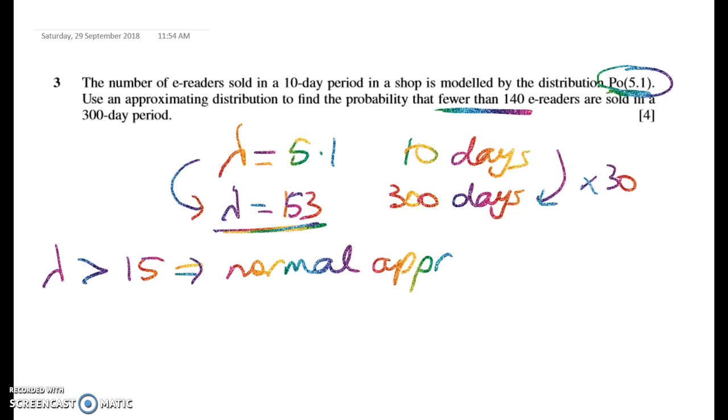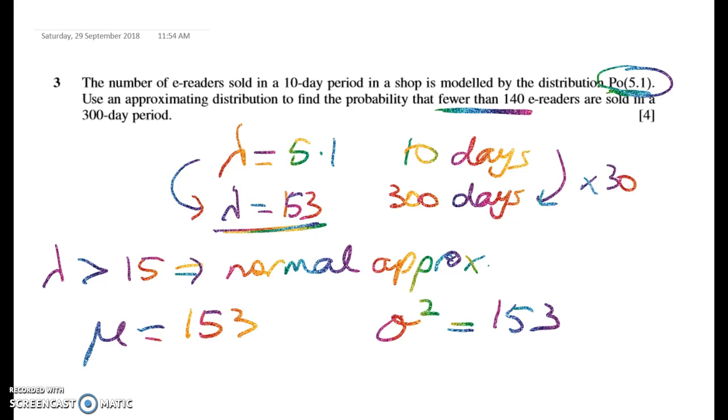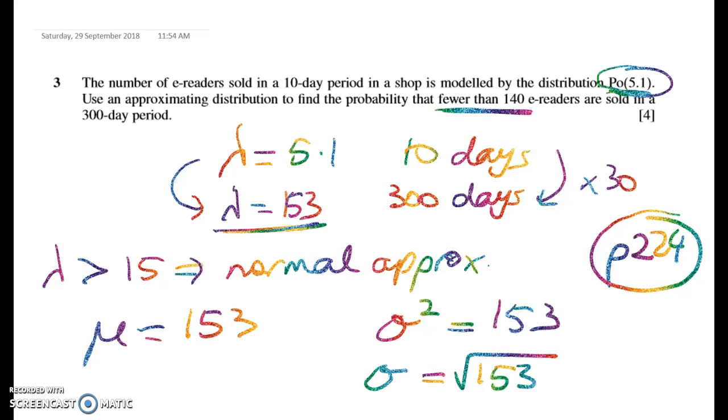To use a normal distribution, we need two parameters. We need mu and we need the variance. So mu, the mean, is going to be 153 and the variance is also going to be 153, which means that sigma will be root 153. If you're wobbly on this, you need to go into your textbook and head to page 224.